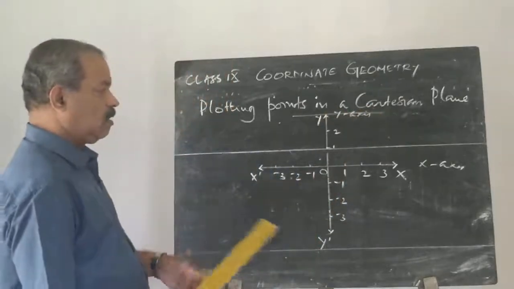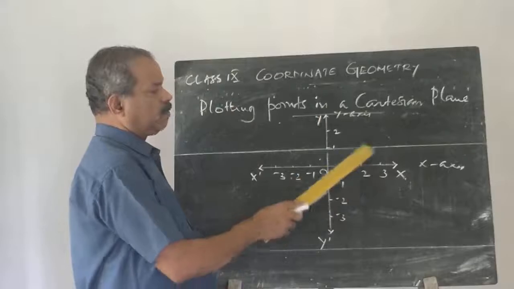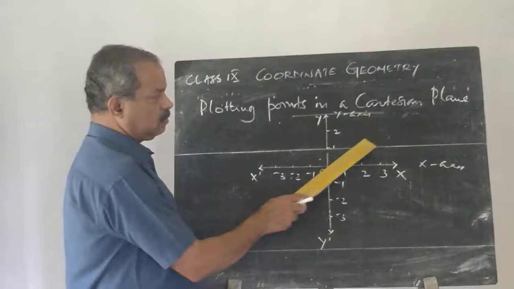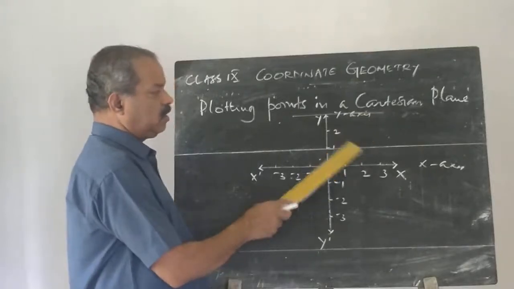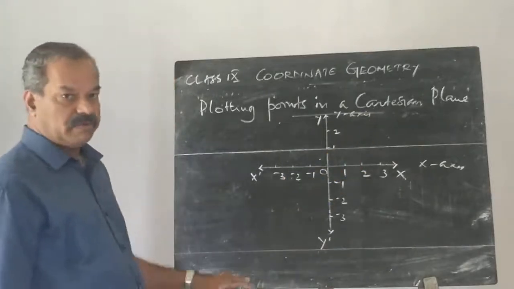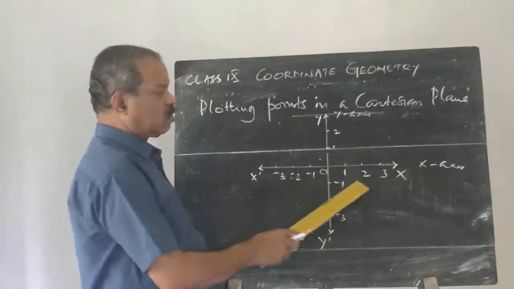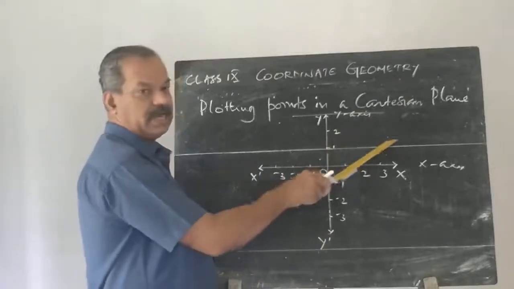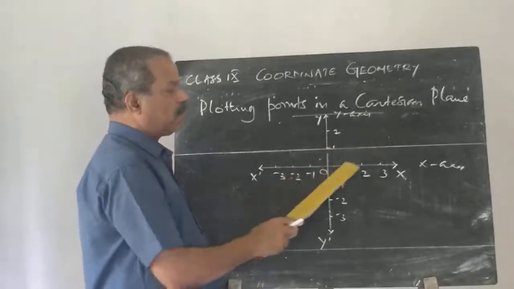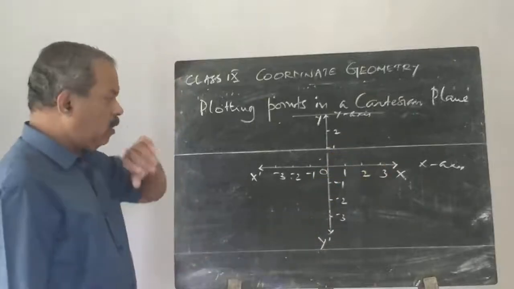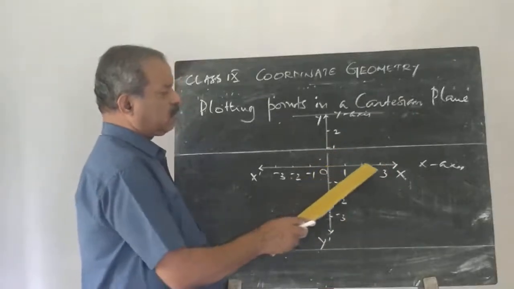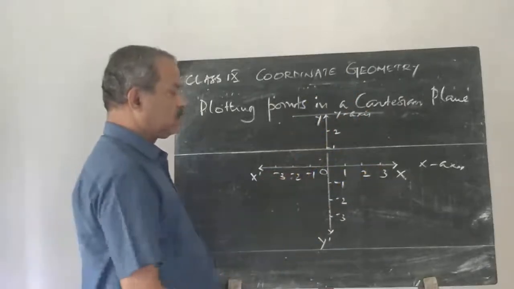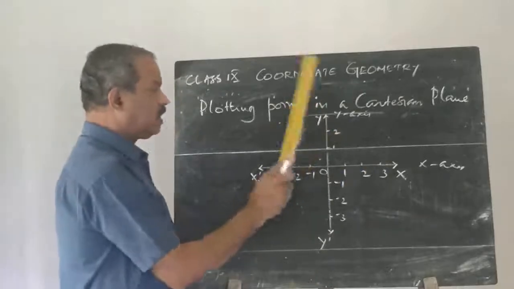And what are the features of the points of the plane? Each point can be represented by a pair of numbers: first number x coordinate, second number y coordinate. What is the x coordinate? The distance from the y-axis to the point, that is, the number on the x-axis. What is the y coordinate? The distance from the x-axis to the point, that is, the number on the y-axis.